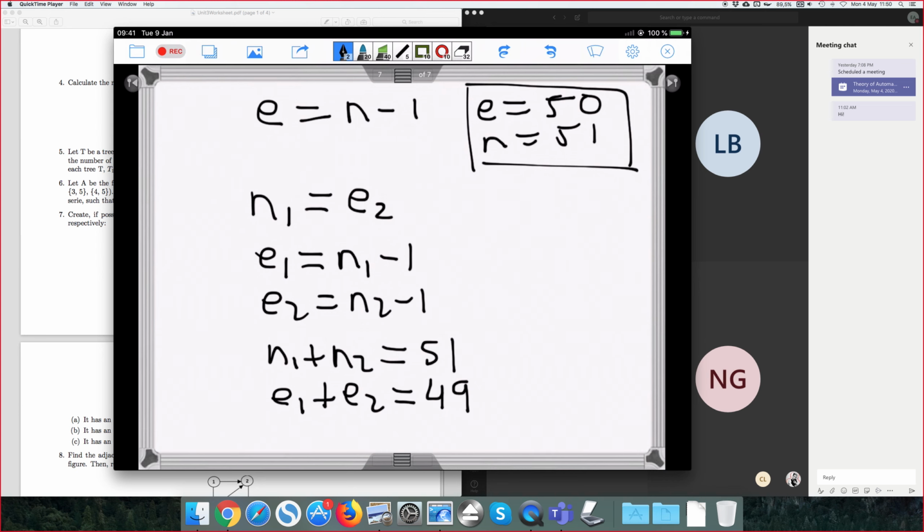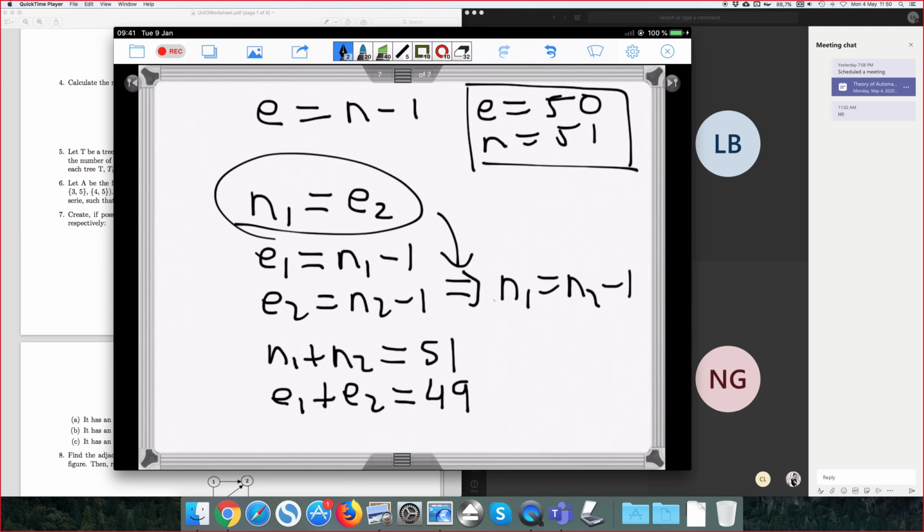So I need to use this one here. If I use that one here, it's much easier because I obtain that N1 is equal to N2 minus 1.